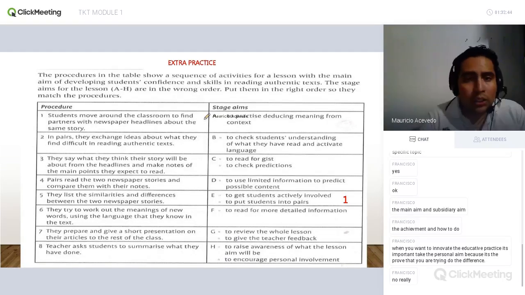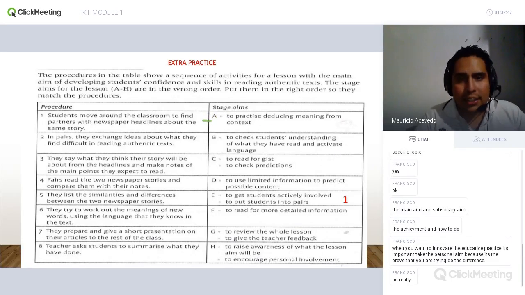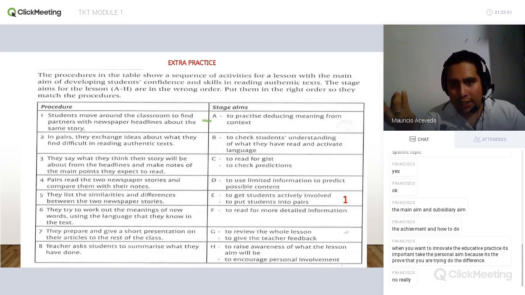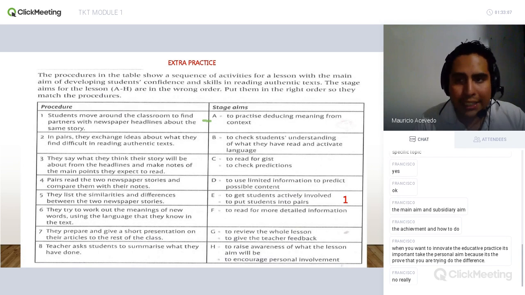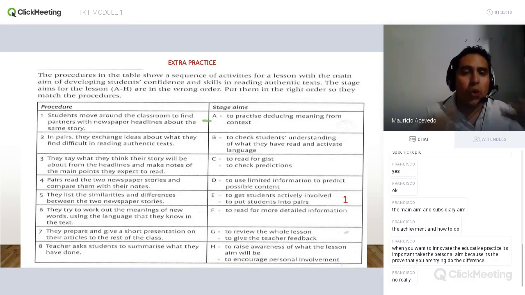Here, according to this, the stage aim is to practice deducing meaning from context, but obviously you are not deducing meanings. So the stage aim indeed is letter E, to get students actively involved and to put students into pairs. Okay, so you have two aims: to make them be involved in the activity in an active way because they need to move, and at the same time you make them work in pairs. Okay, Francisco. So you have the activities here, you have the aims here. Try to put them from A to H in the correct order. One is already done for you.